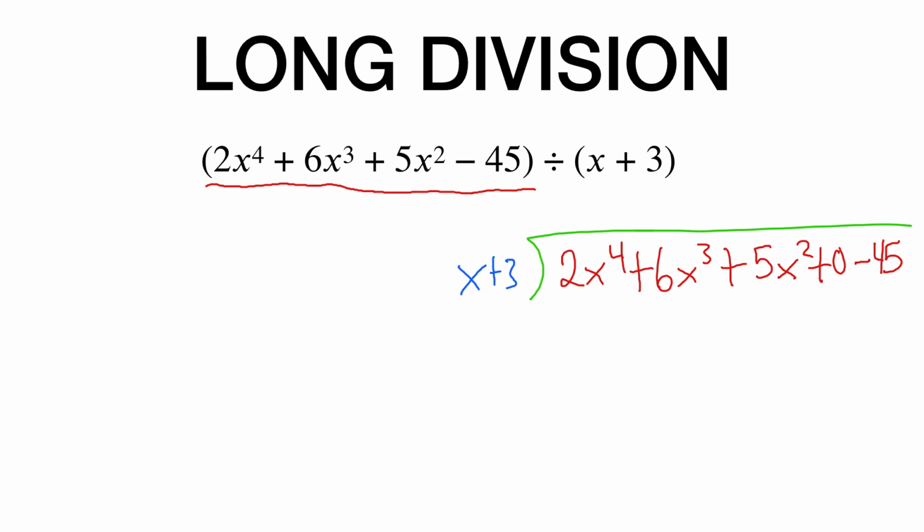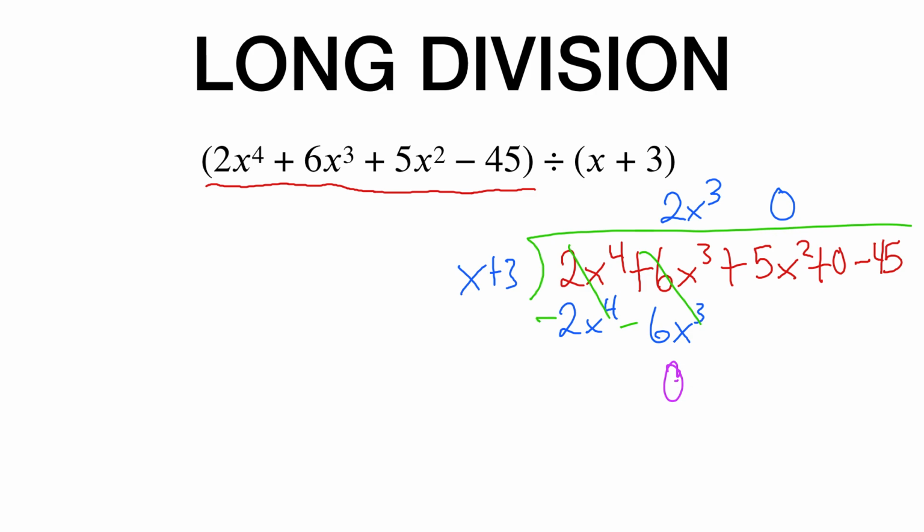So let's see. This part right here, I would need to multiply what by x to get 2x to the 4th? That would be 2x cubed. So I'm going to put that with the cubed part. So that would become 2x to the 4th. That would become 6x cubed. But I have to subtract them, meaning both parts are gone. That leaves us with a 0 right there. And that 0 is going to come up to our next term. So now that we have that, we can move on.